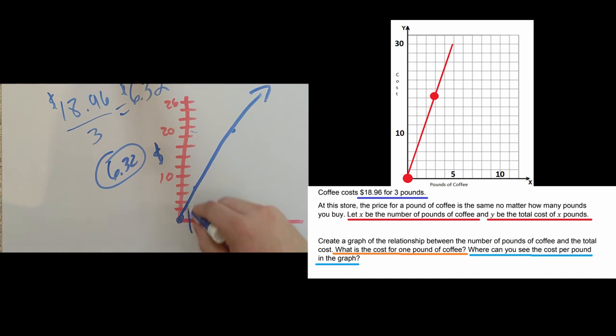The last question says, where can you see the cost per pound? So we talked about that a little bit there just a second ago. 1 pound. It's kind of hard to tell, which is why we wanted to divide. It's $6.32 per pound. So it shows up there.